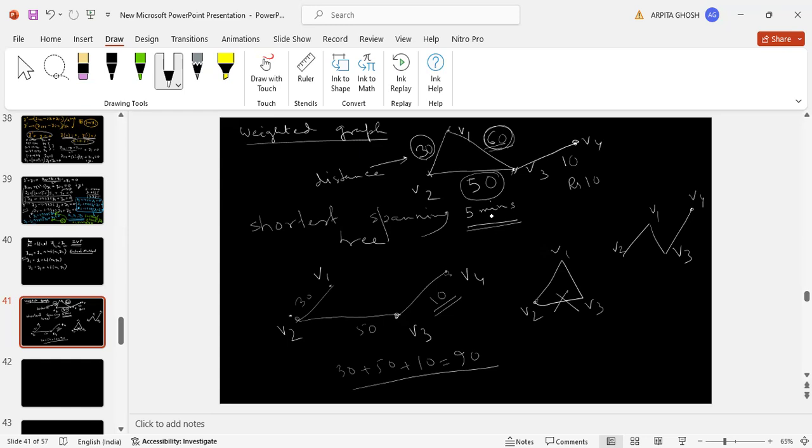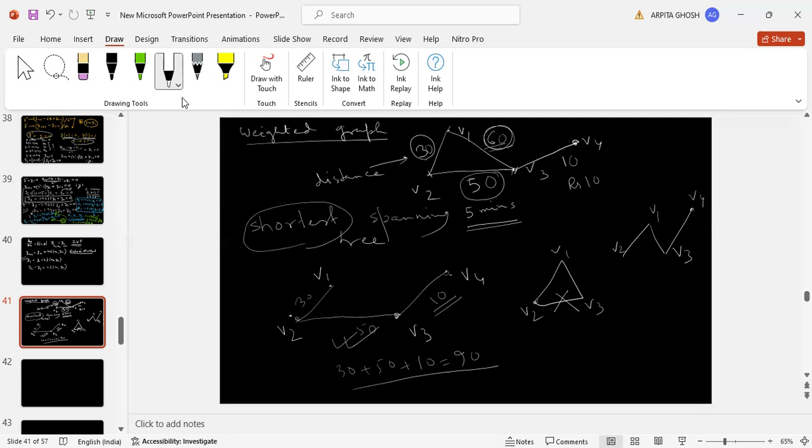Now, since this edge is 60 units and this is 50 units, since we are going to find the shortest spanning tree, we'll consider this 50 units. And this is your 30. So total weight will be 30 plus 50 plus 10, that is equal to 90. Okay. Now, this is the concept of shortest spanning tree.